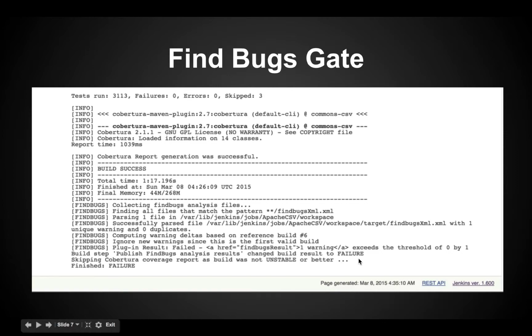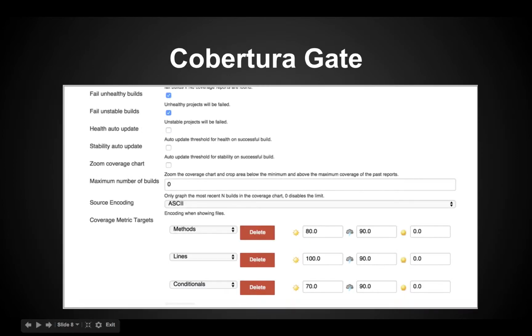Similarly, we can also set thresholds on the Cobertura plugin. The methods are 80%, lines is 100%, and conditionals is 70%. These indicate what the thresholds are for these respective types of code coverage, and if they are breached, then the build is marked as a failure.